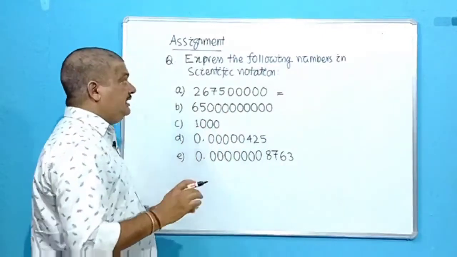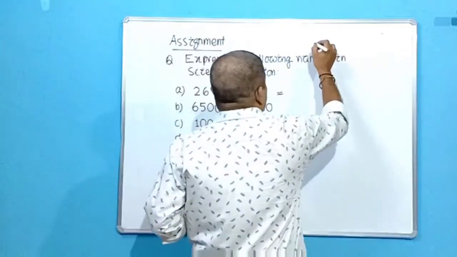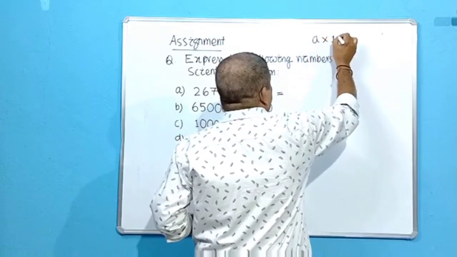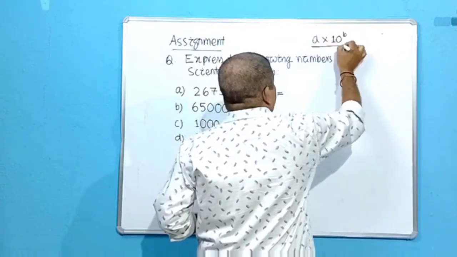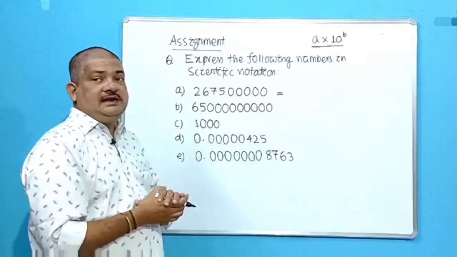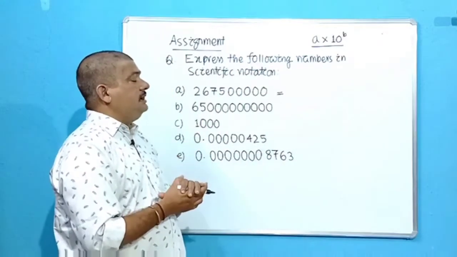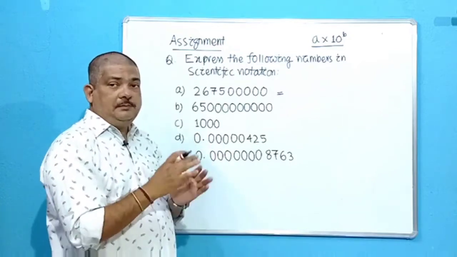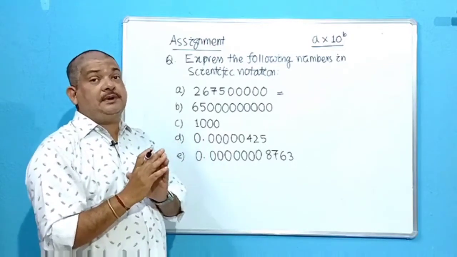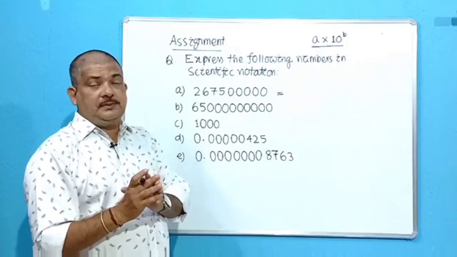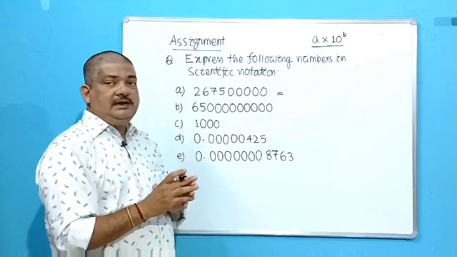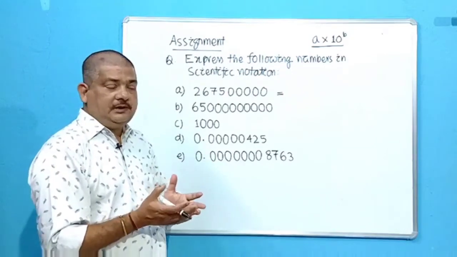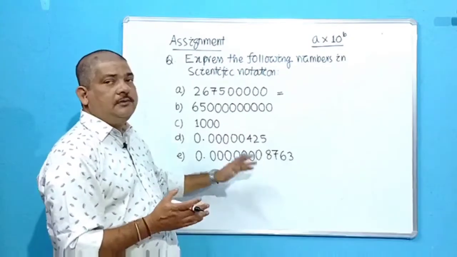So what is the key? Now we have to express the number in which form? A into 10 to the power B. This is the key. We have to express any number in the form of A into 10 to the power B, where A will be a number between 1 and 9.99. It will not be 10. And B is a positive or negative integer. B can have any value, positive or negative.